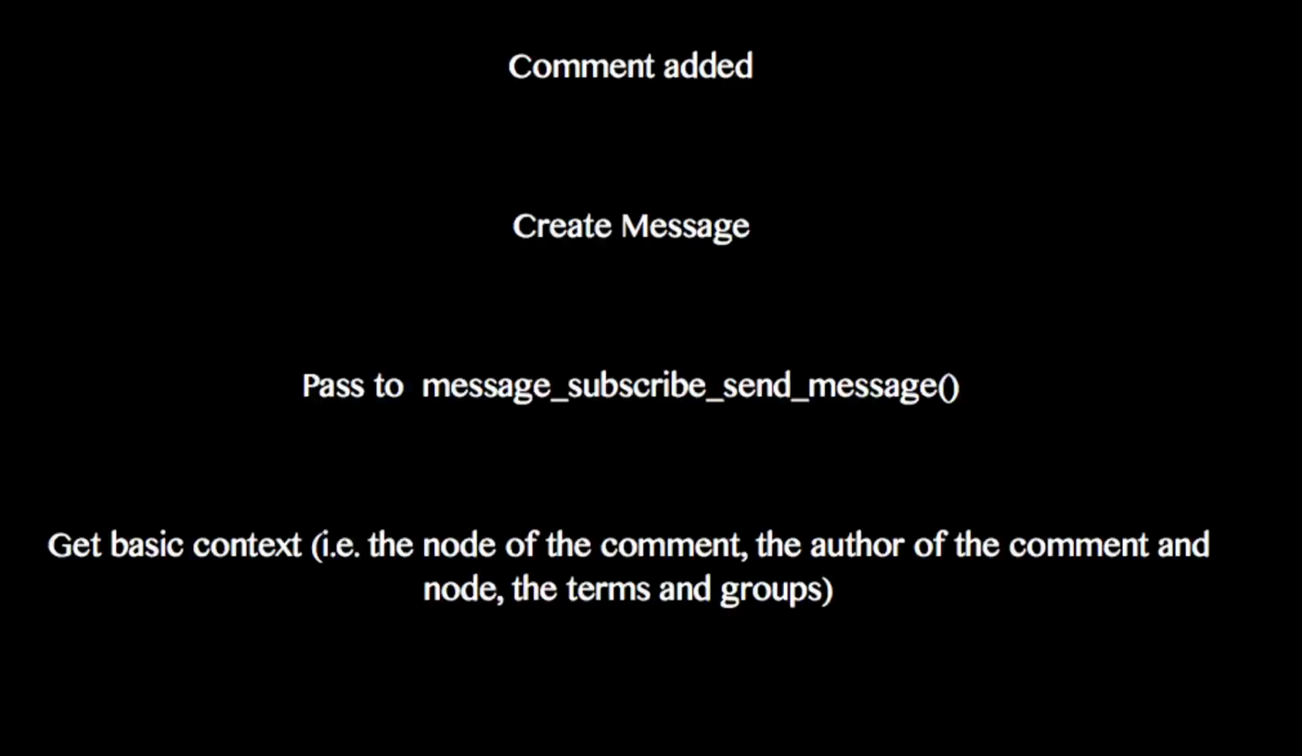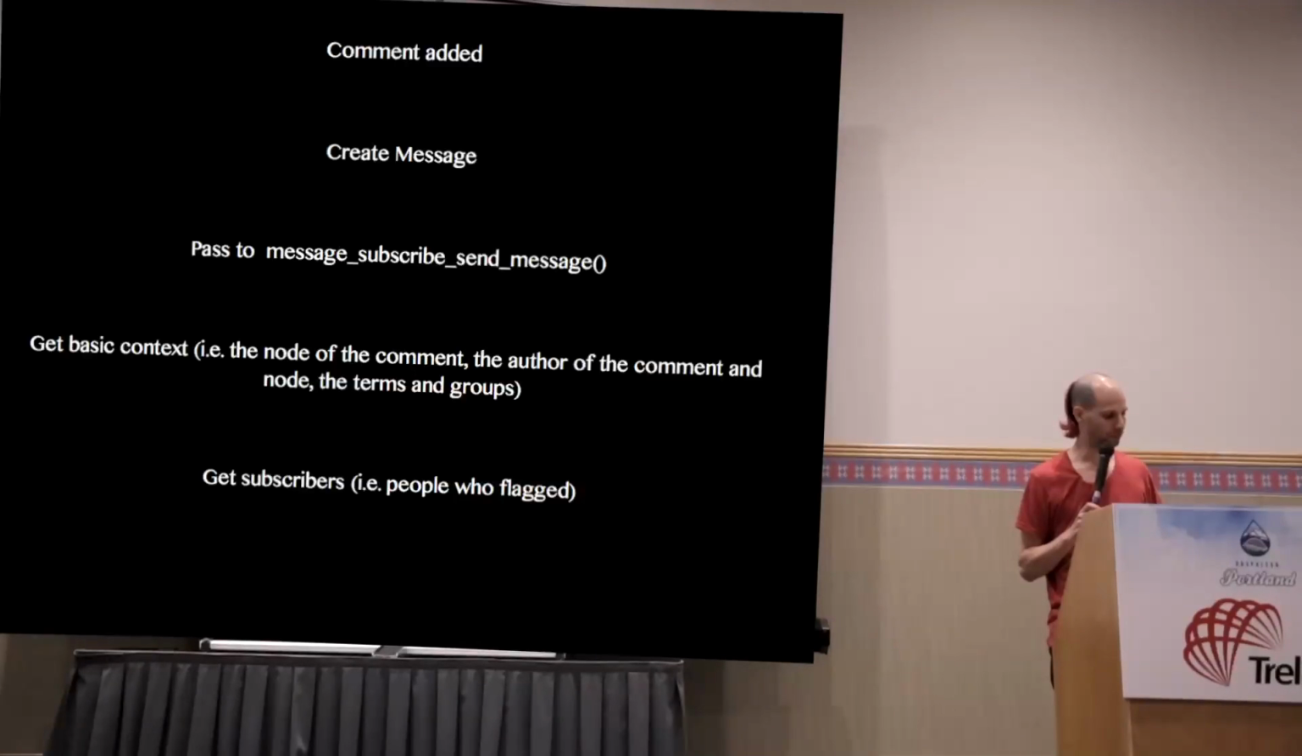And when I say context, I mean, for example, the node that the comment belongs to, the comment author and the node author, and then from the node I also extract the terms that are associated with it and the groups that are associated with it, and from that I get the subscribers, okay? I get all the people who actually flagged one of those entities.